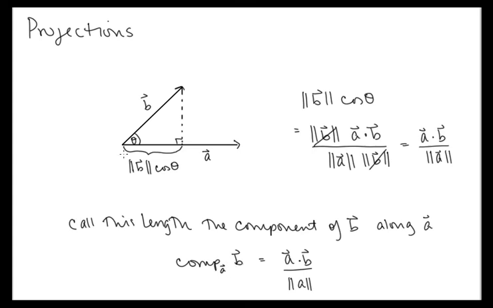Well, now we have the length of the projection of B onto A, but we'd like to be able to represent that as a vector. So we want a vector in the direction of vector A, but with this length. So what we want to do is take a unit vector in the direction of vector A and multiply it by this length.